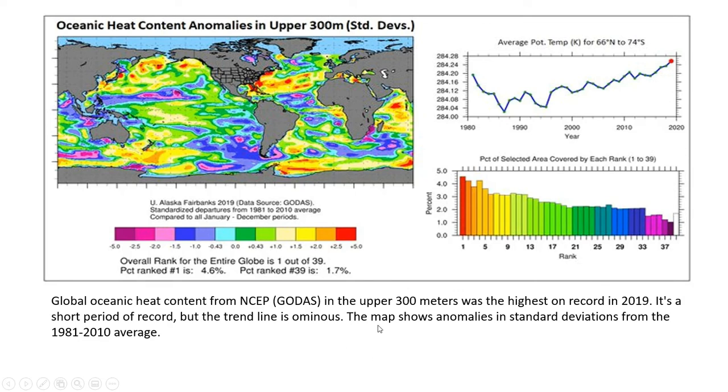So this map shows anomalies and standard deviations from the 1981 to 2010 average, the 30-year average. The upper 300 meters was the highest on record in 2019. The trend line is ominous. That's this red dot here. Think again how much energy the oceans have absorbed in order for this to be seen and measured.